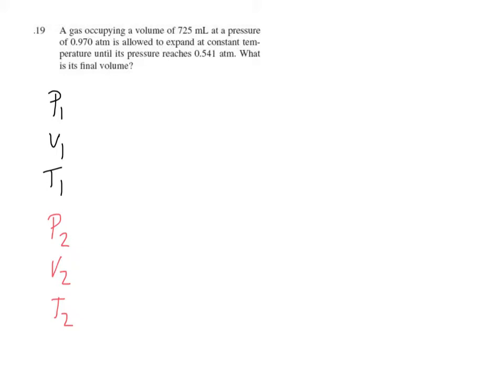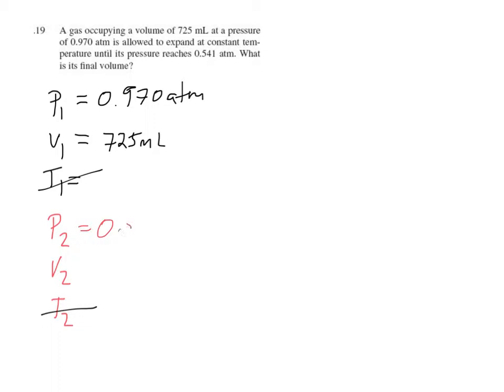So we have a gas occupying a volume of 725 milliliters. That must be our volume. That's the initial volume. So 725 milliliters at a pressure of 0.970 atms, so that's our initial pressure. And they tell us at constant temperature. So since that's constant, I can get rid of it on both sides. And then it says it's allowed to expand until its pressure is 0.541 atmospheres. And then we want to know, what is V2? What is the final volume?